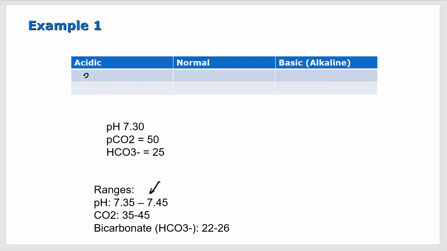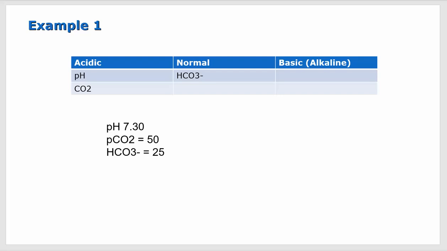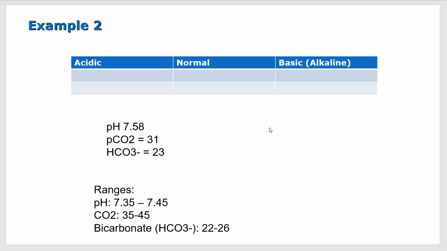All right, so let's go through and see if we did it right. Actually, it's not to see if we did it right, it's to see if I made the charts correct. So we got the same thing. So acid, bicarb is normal. So we can say that this is uncompensated respiratory acidosis. Okay, so that's correct.